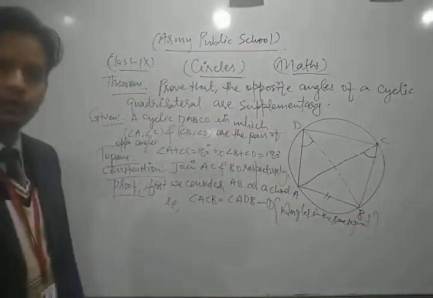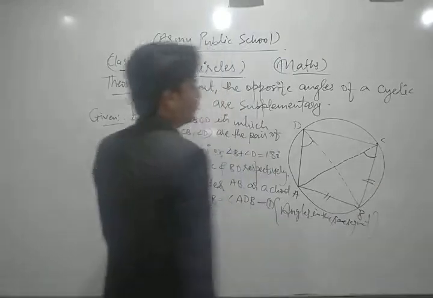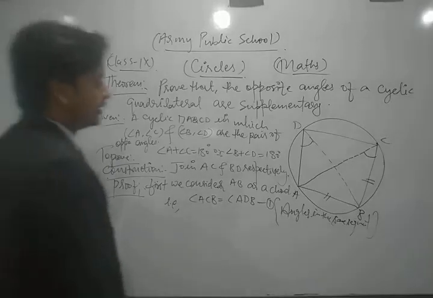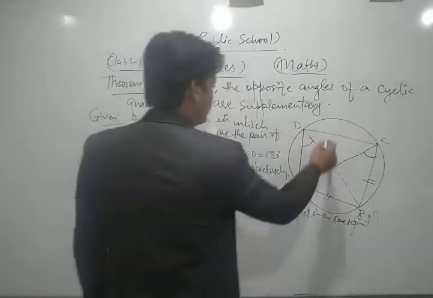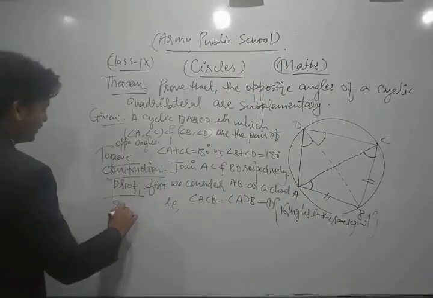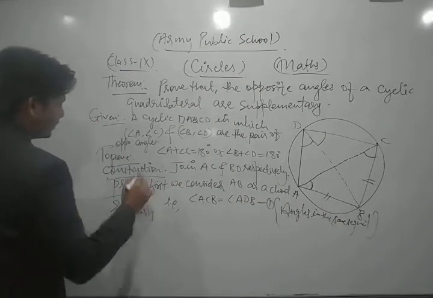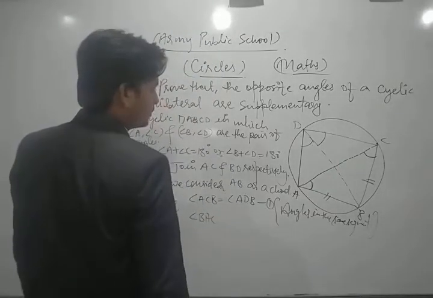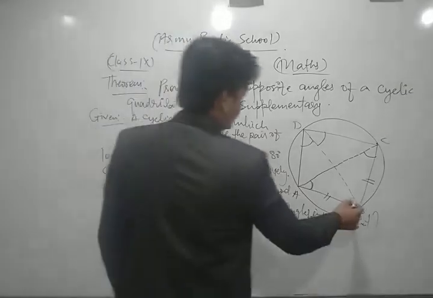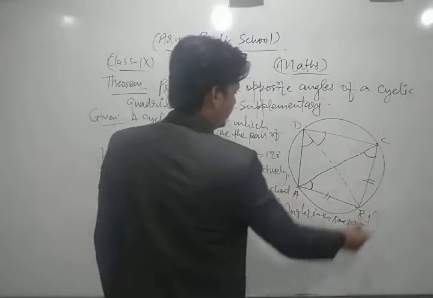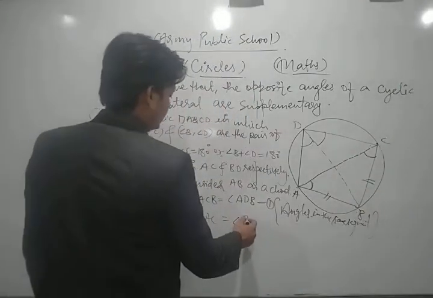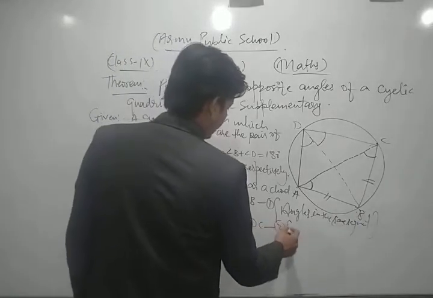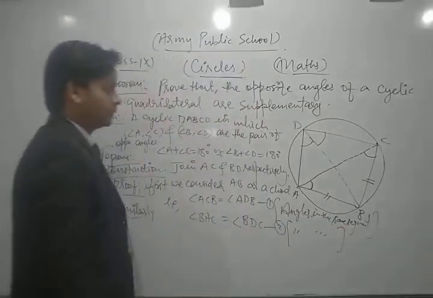Similarly, dear friends, if we take BC as a chord, then we also get angle BAC equal to angle BDC. Angle BAC is the same as angle BDC. We take this as equation 2, because of angles in the same segment. Now what do I do, dear students?